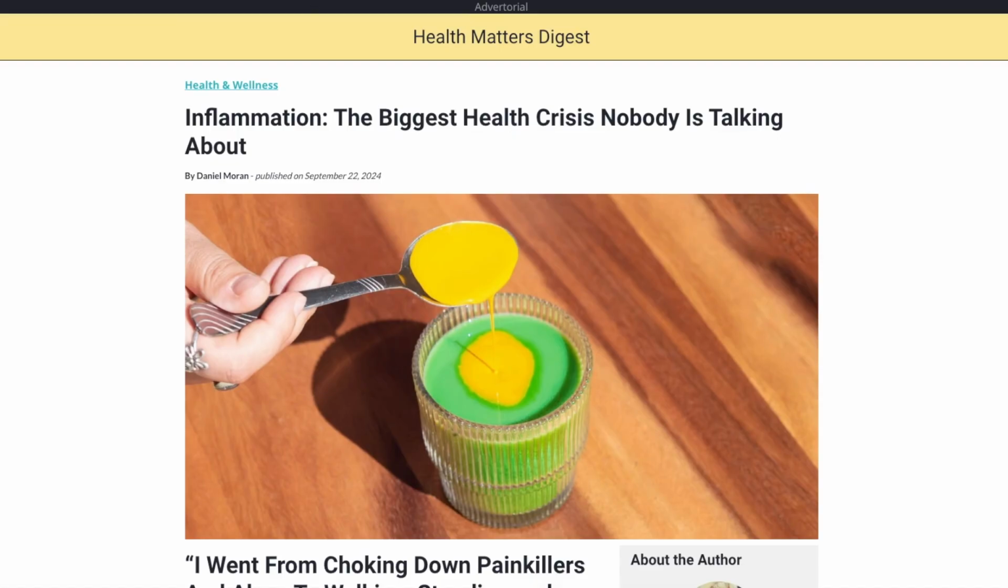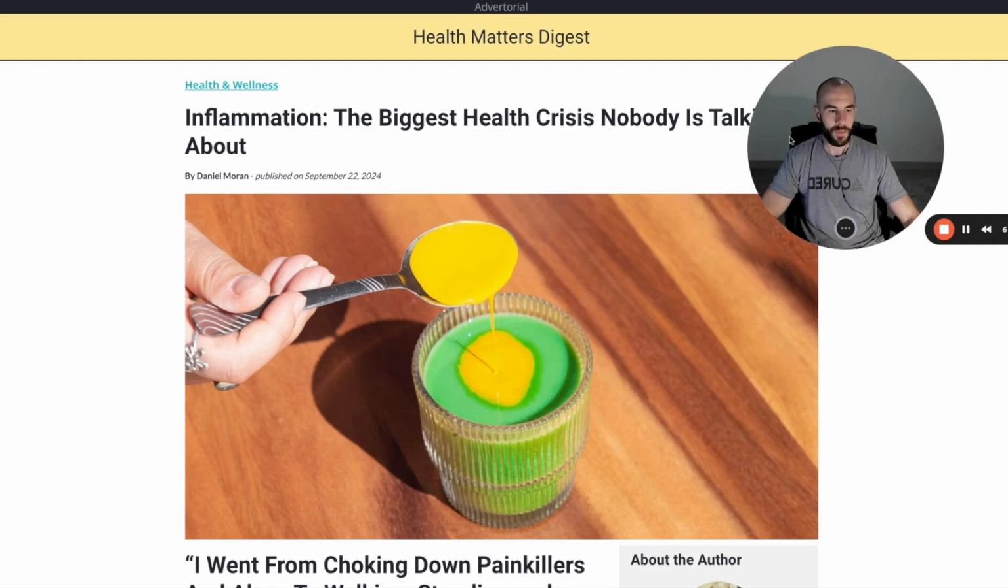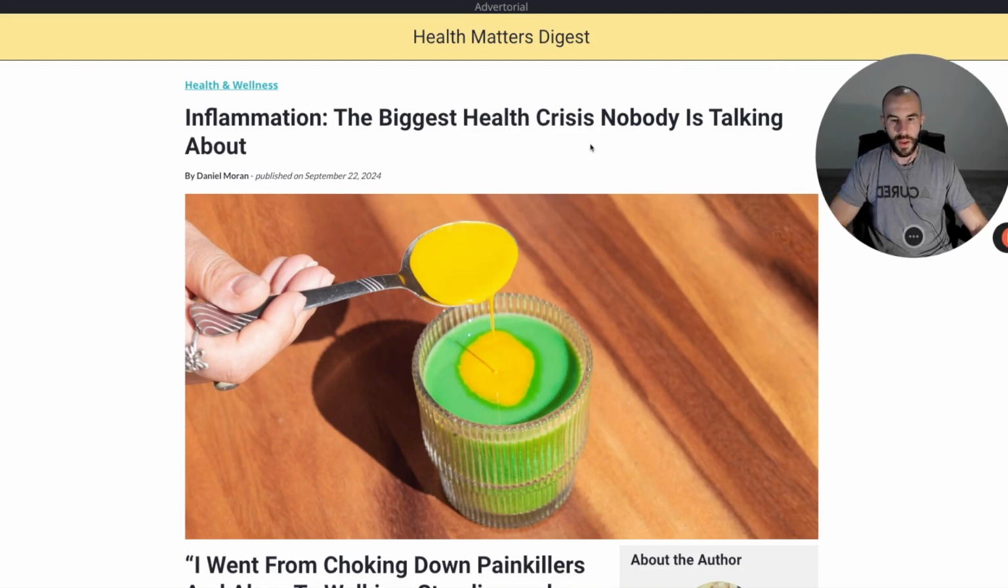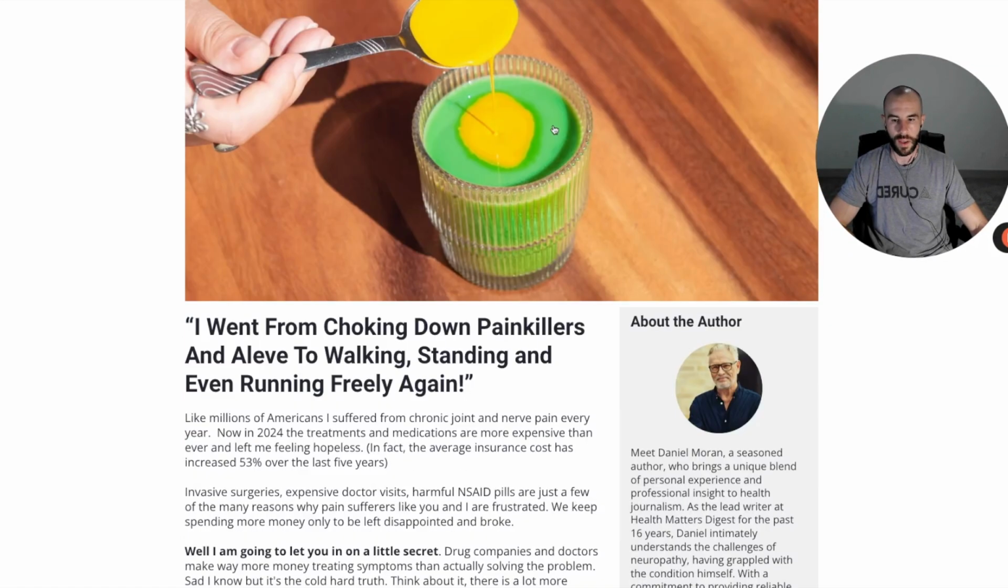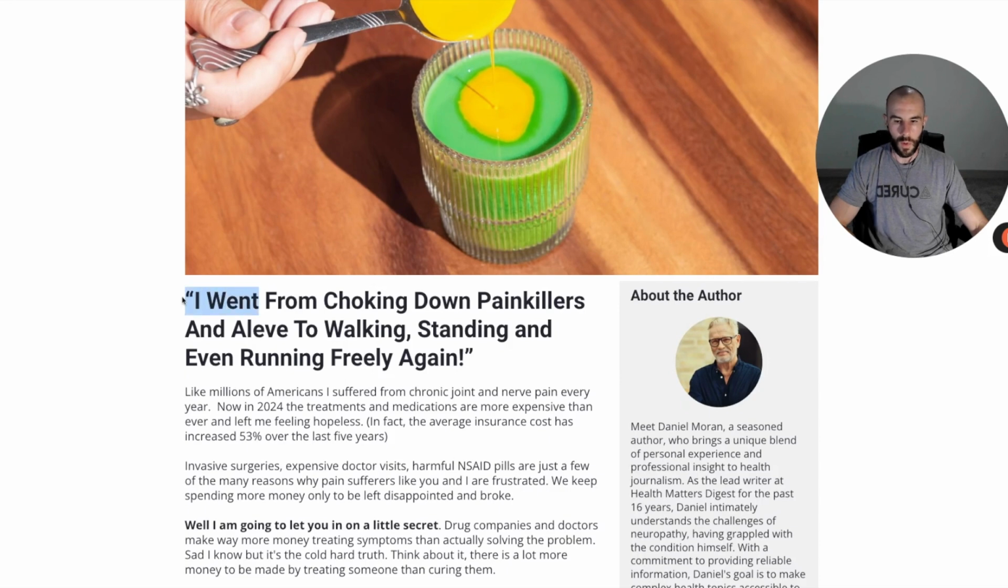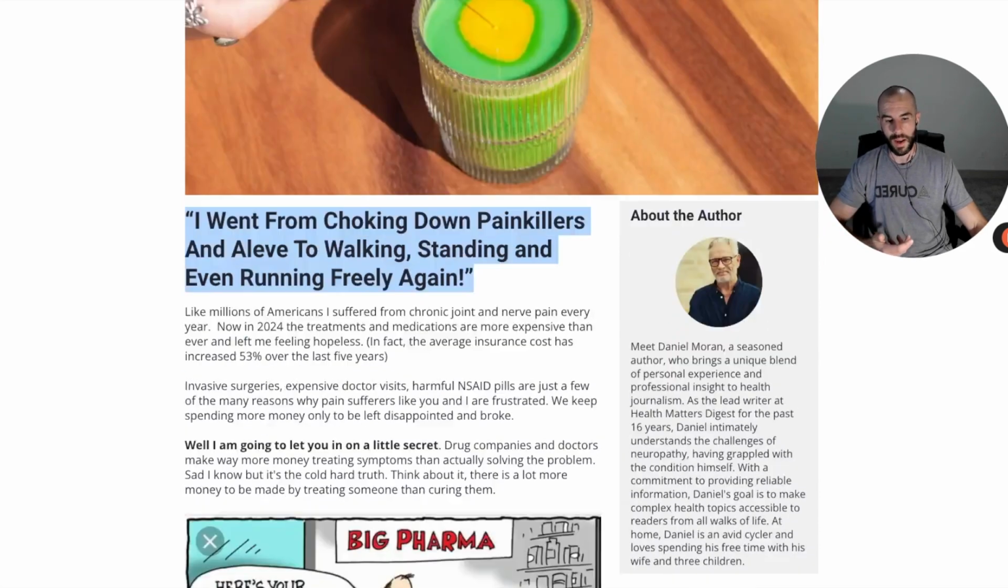So then we have this one, all about curcumin and inflammation in the body. Inflammation, the biggest health crisis nobody's talking about. We have our quote right here. "I went from choking down painkillers and Aleve to walking, standing, and even running freely again." So obviously we're using curcumin here to go for a pain angle.